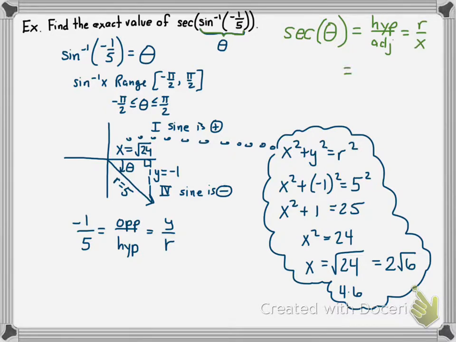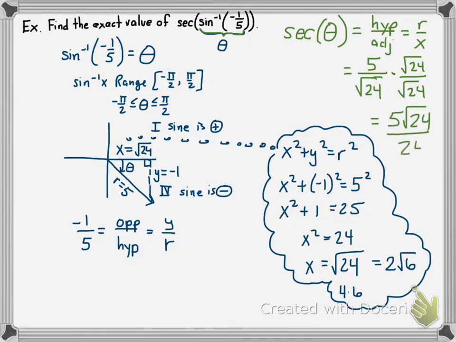And so for us, our r value is 5, and our x value is square root of 24. I do want to rationalize, so I'll multiply the top and the bottom by root 24. And I end up with a final answer of 5 times the square root of 24 over 24. And this is a perfectly fine final answer.